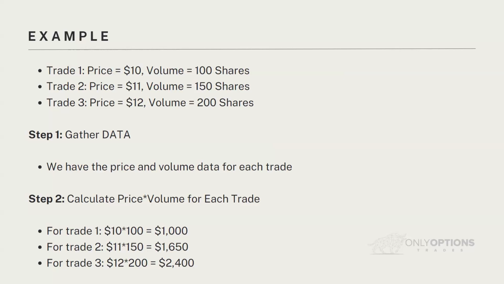And when we gather the data, for the first trade we just multiply the price that we bought at times the number of shares, or the volume, at that time. So we will have our different values here: 1,000, 1,650, and 2,400. So it's fairly straightforward. But how do we average this? How do we know which one is the middle?